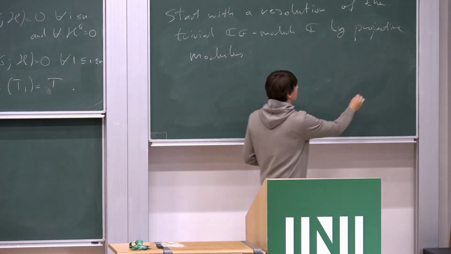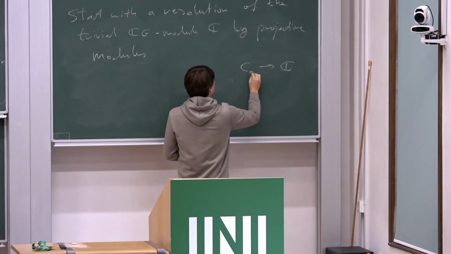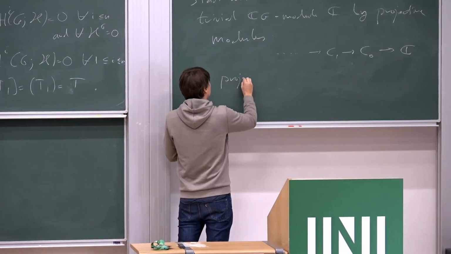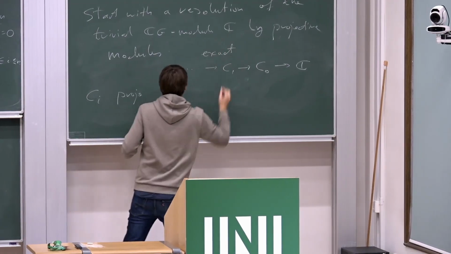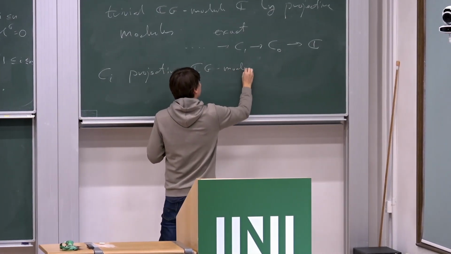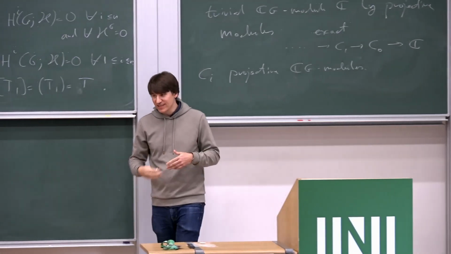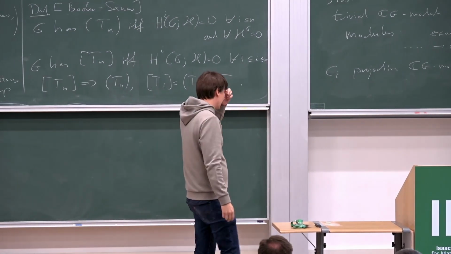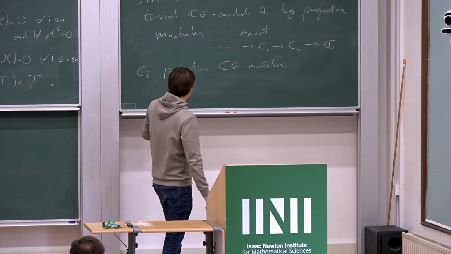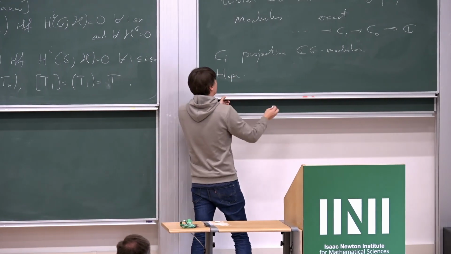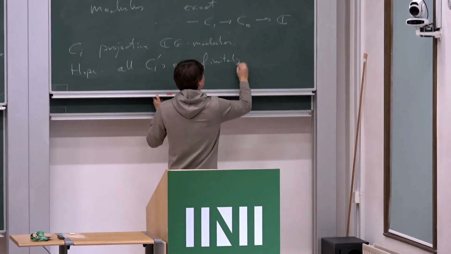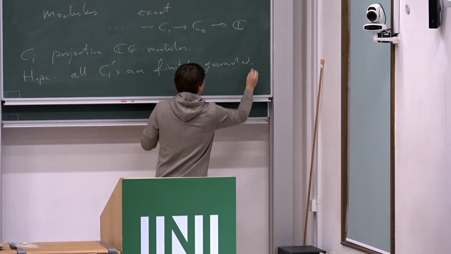So what does it look like? Well, I have C here, and I'm going to have some C0, C1, and the Ci's are projective. So this is exact, I should say, this is the exact thing. And the Ci are projective CG modules. Okay, so if you really want to compute, for example, using a machine, if this is all you have, then you are already lost, okay? Because there is no way of computing with anything which is not finitely generated. So you have to hope that all the Ci's are actually finitely generated. Okay, so that's a hope.